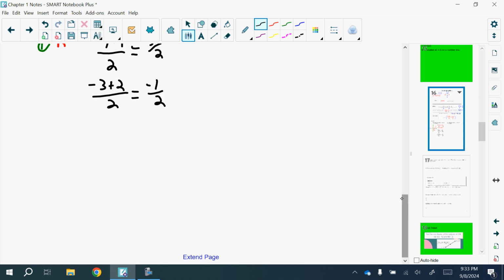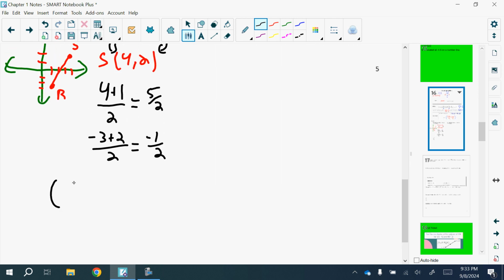Okay, so for your final answer, you write it as an ordered pair. This was our x, this was our y. So we have 5 over 2, comma, negative 1/2.